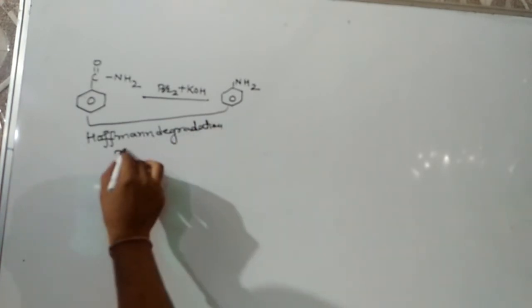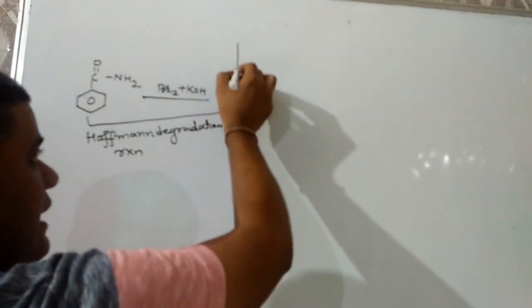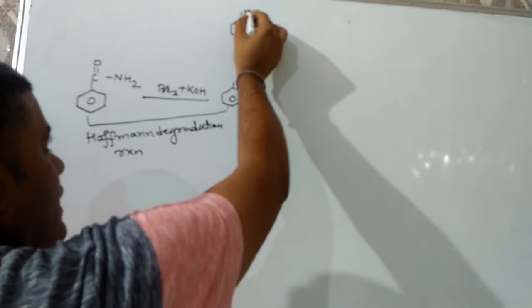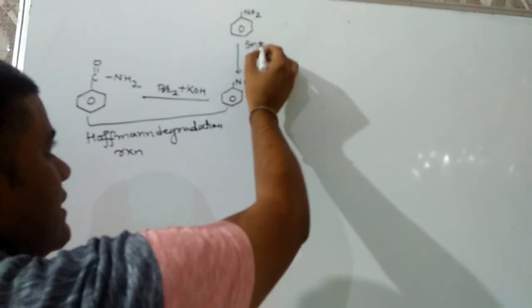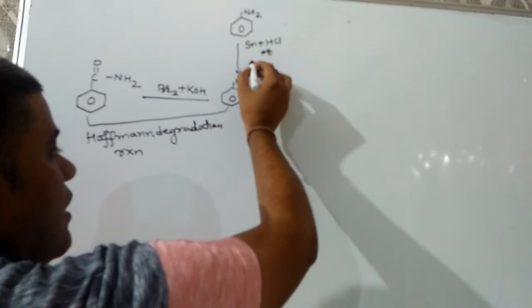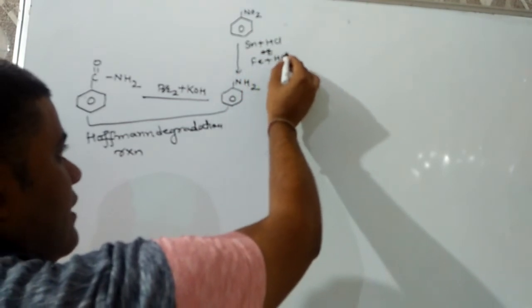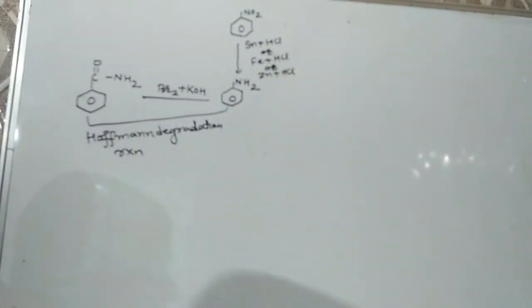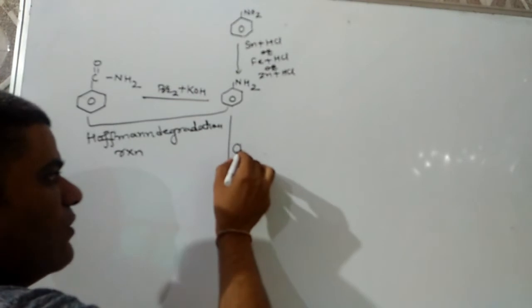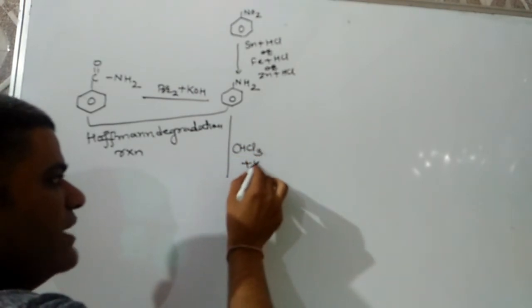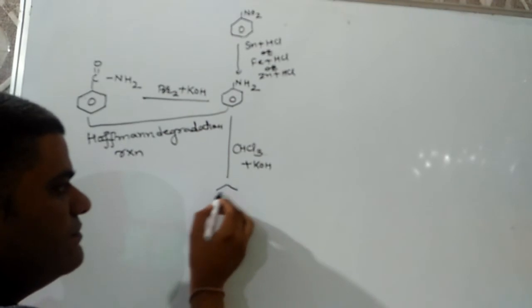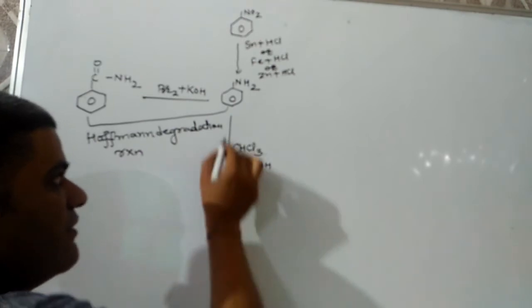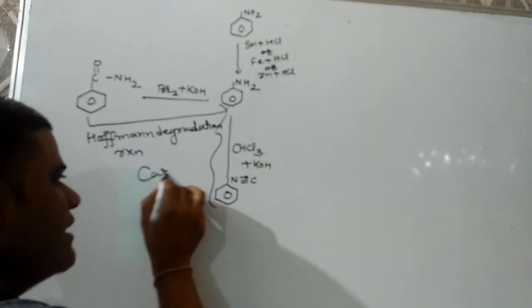Next, aniline can also be prepared from nitrobenzene, and for that we have to do reduction in acidic medium. Either Sn in presence of HCl is added, or iron in presence of HCl, or zinc in presence of HCl, due to which we get aniline as a product. That aniline can react with chloroform in presence of KOH to give phenyl isocyanide, which has a foul smell, and this reaction is known as the carbylamine reaction.